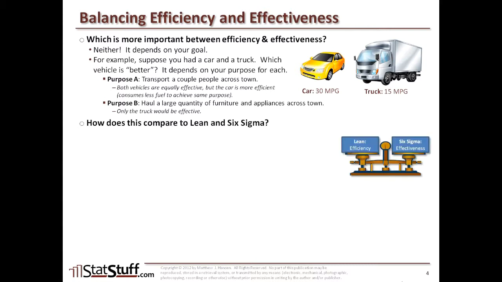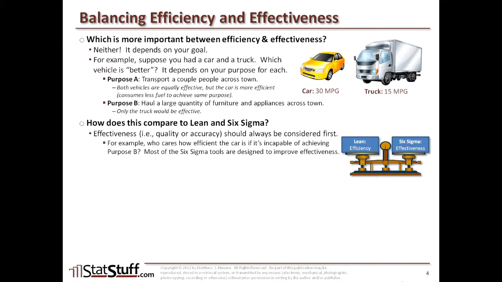So how do we apply that to Lean and Six Sigma? Well, I believe that effectiveness should always be considered first compared to efficiency. Effectiveness in terms of the quality or accuracy of what you're working on, that should always be considered first. Again, in our last example, who cares how efficient the car is if it's not capable of achieving the purpose that we have for it?